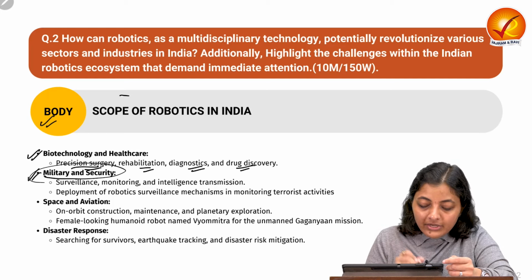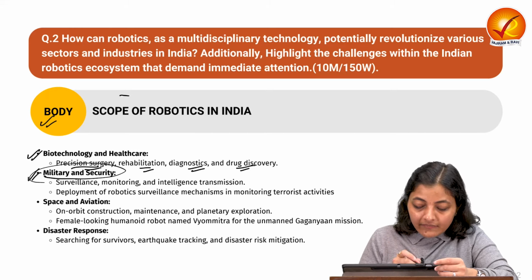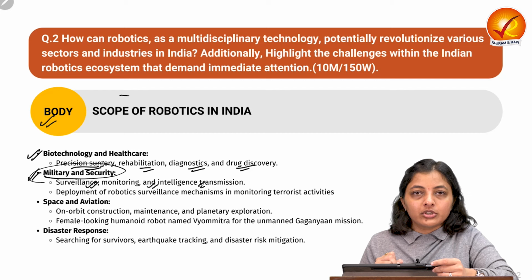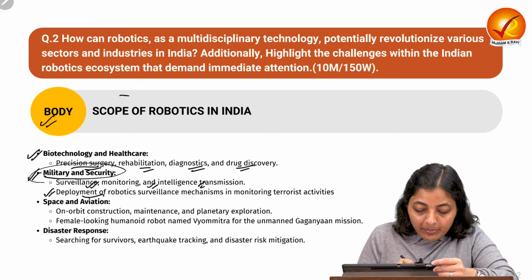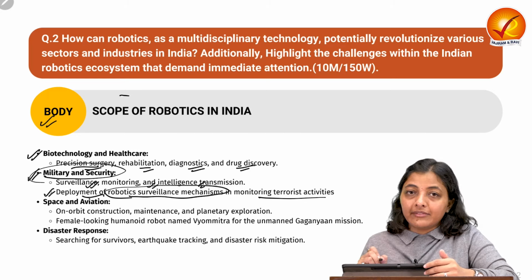Next is about the military and security. We can install some autonomous systems on our borders to do surveillance of border activities. We can use it for surveillance, for monitoring, for intelligence transmission. We can deploy a robotic surveillance mechanism in monitoring terrorist activities.